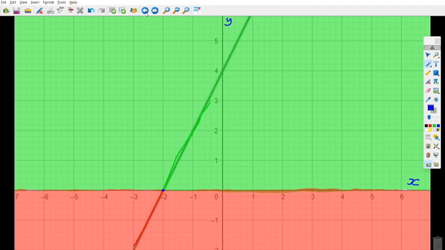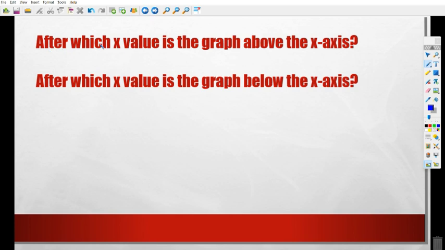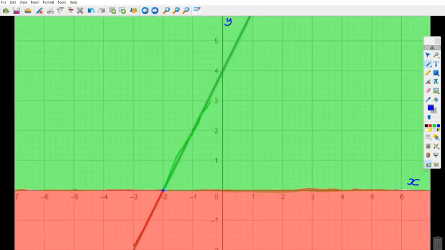To answer this question, for which value of x, after which x value, is the graph above the x-axis? It's after -2. If x is greater than -2, so if it's -1, it's above, it's above. Every x value that is greater than -2 forever and ever, because remember, this graph is going to carry on forever, it never stops, is always going to be above.